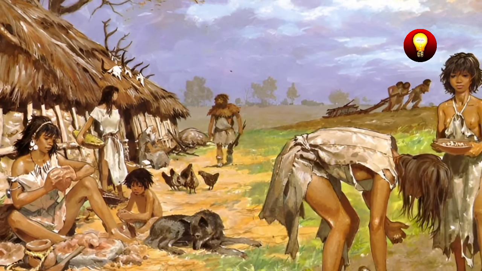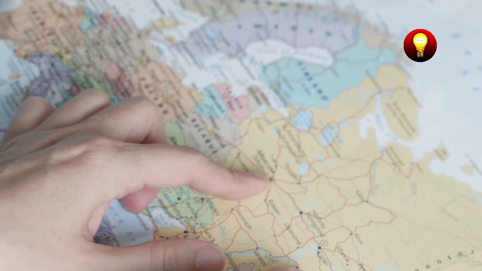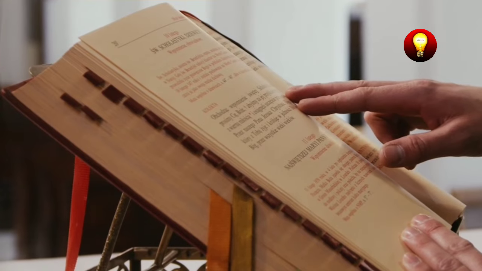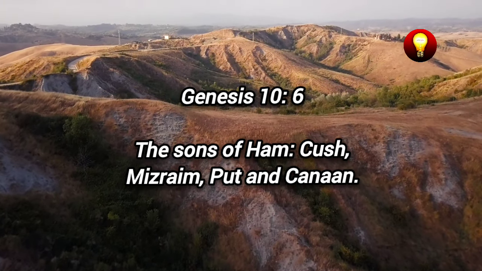Thus, we see how the descendants of Japheth settled in the regions of Europe, the peninsula of Asia Minor, and the areas beyond the Black Sea. Let us continue reading verse 6. The sons of Ham: Cush, Mizraim, Put, and Canaan.